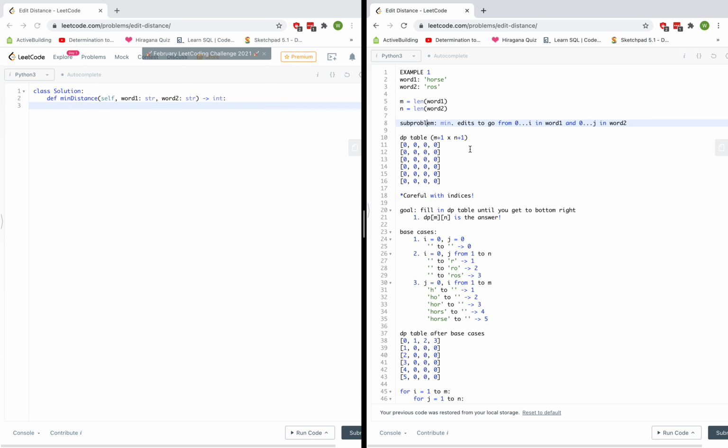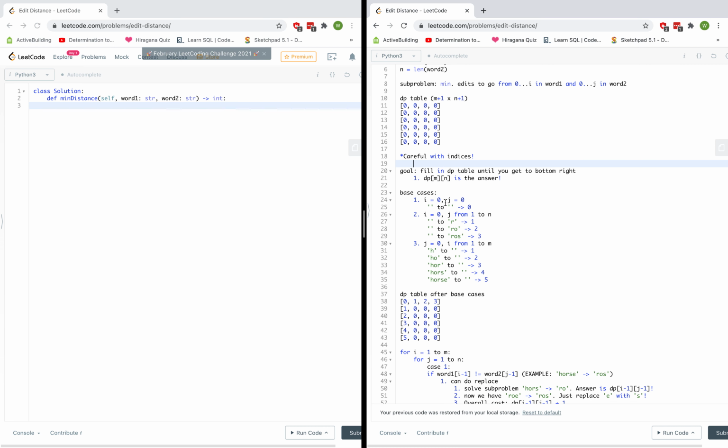So now that we have our subproblem defined, we have to look at what the DP table is going to look like. We're going to have an m plus 1 by n plus 1 DP table. And it's m plus 1 because that's how many characters the first word has, plus 1 for basically an empty word. And the same can be said for the number of columns, right? Because it's n, the number of characters that the second word has, plus 1 for the empty word. So just a reminder, when you're programming the solution, be careful of your indices, because it's very easy to get stuck in off by 1 errors.